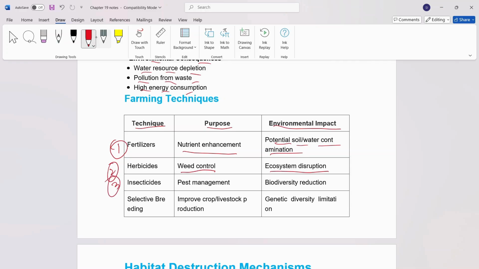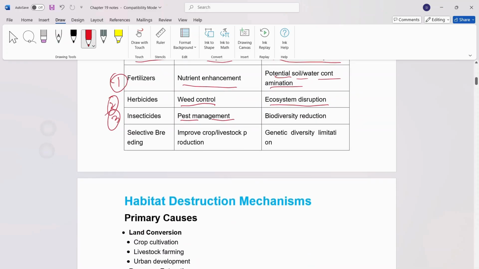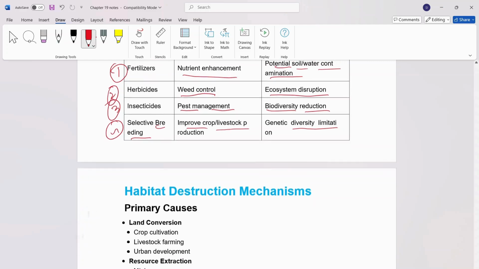Third technique is insecticides. Here purpose is pest management. Environmental impact is biodiversity reduction. Next we have selective breeding. Improve crop, livestock production, genetic diversity limitations.